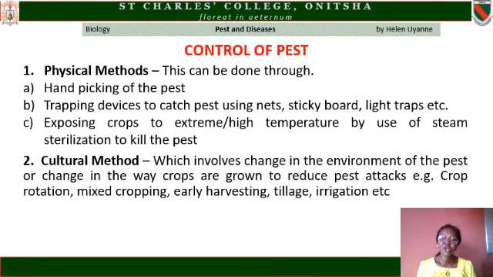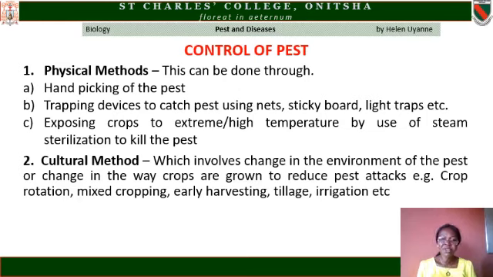Now we go over to the control of pests. Control of pests means measures to be taken to eradicate these pests, because they cause a lot of harm to man, livestock, and crops.